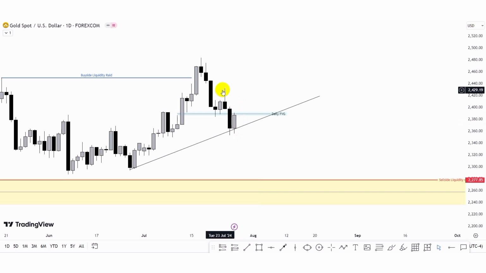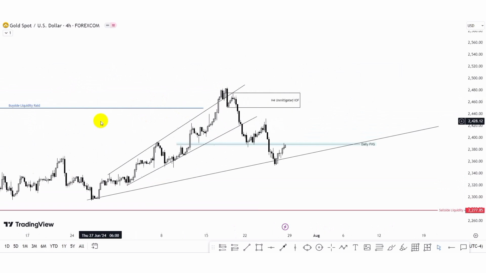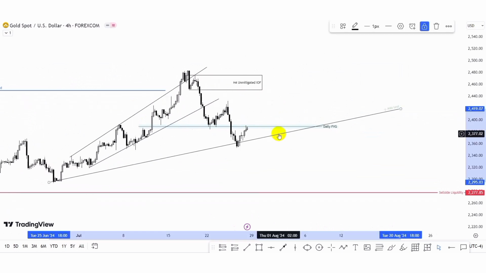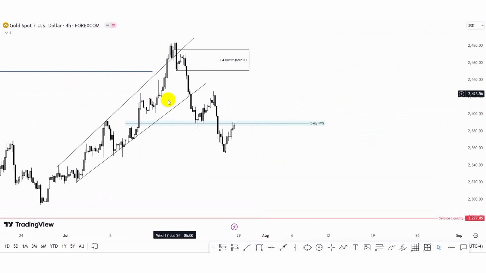So let's check out the 4-hour time frame. So here we are in the 4-hour time frame. Let's pull out this trend line. What we can see in the 4-hour time frame, if you can remember last week, we saw this unmitigated order flow. But basically, I told us that we shouldn't really expect to see price return to this unmitigated order flow.